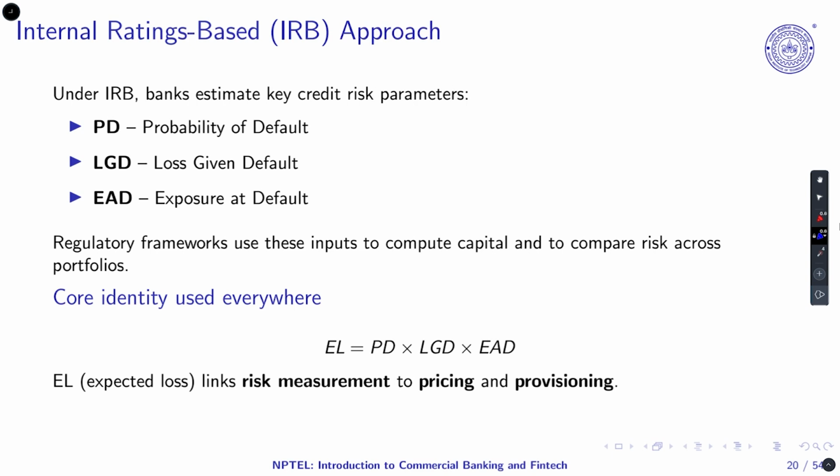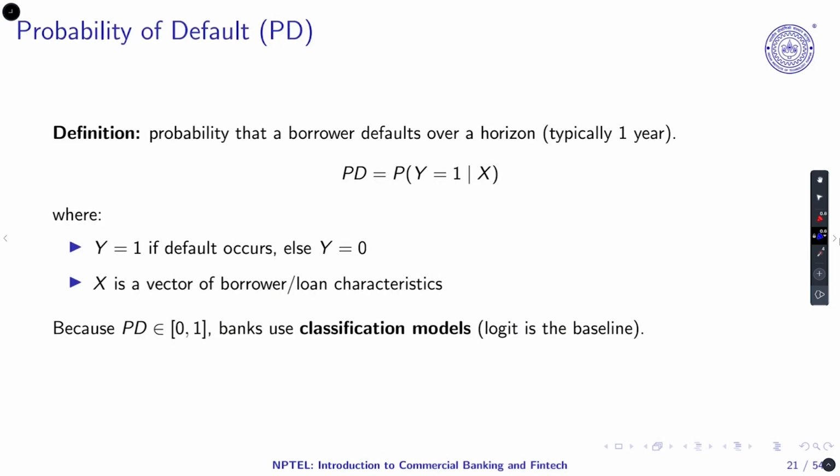So here, if I have to calculate the expected loss of a bank, then we go by multiplying probability of default by loss given default and exposure at default, and this is the important concept related to that. So expected loss basically measures the risk, measurement to pricing and provisioning, right, exposure at default. So these concepts are important. Let's move on and then we can focus on how you calculate the probability of default.